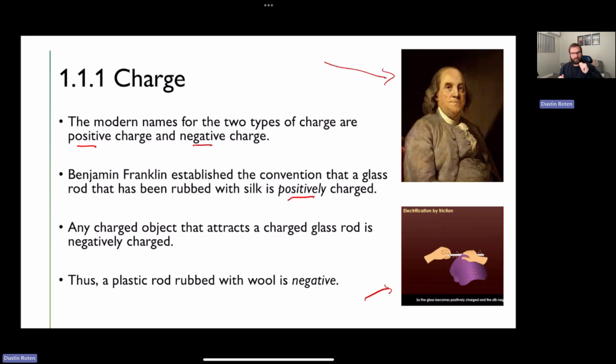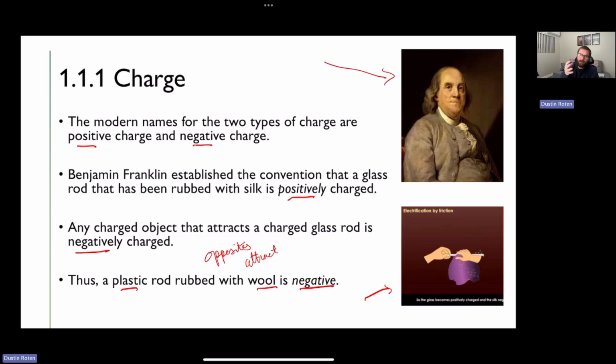Now, he also said with the glass rod and the silk, anything that attracts it is going to be negatively charged because opposites attract, right? So this was the whole definition. So a plastic rod rubbed with wool would be negative. So these two rods would attract each other. Now, this is purely by convention.